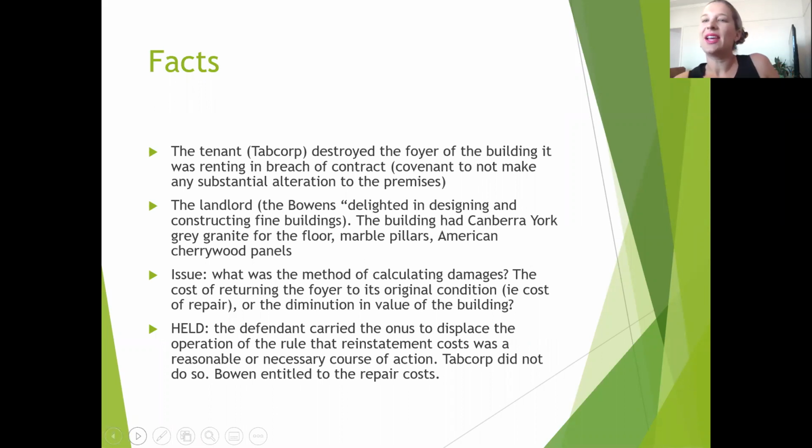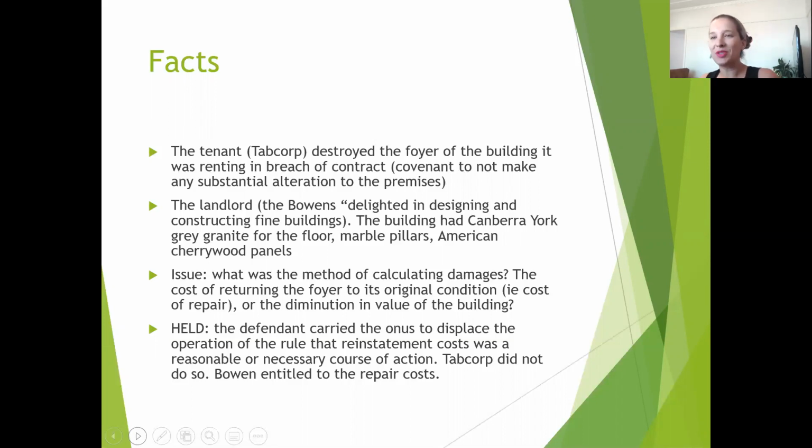All right. So in this case, Bowen Investments was the landlord of an office building in Melbourne. And the two landlords, the couple who ran Bowen Investments, really liked making nice buildings. Tabcorp was their tenant and they jackhammered the stone flooring in the foyer of this building. And this flooring, if you look at the facts on the slide here, had Canberra York grey granite. Very fancy, very special granite.